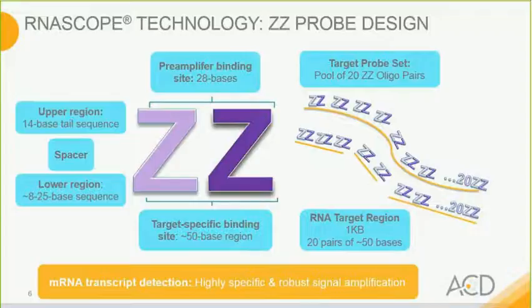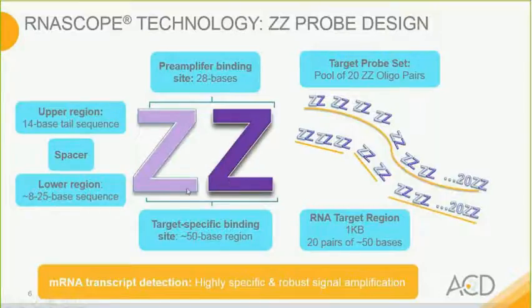So how does the technology work? RNAscope probe design is the key. We use a double Z probe design. There are three components of the Z. The upper region is the 14 base tail sequence, and that is the region where the pre-amplifier and the cascade of amplifications will occur. The spacer region is in between the base and the other end, and allows flexibility for probe binding efficiency to mRNA.